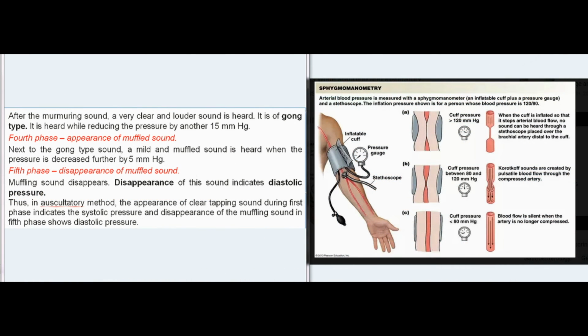After the murmuring sound, a very clear and louder sound is heard. It is of gong type. It is heard while reducing the pressure by another 15 mm Hg.